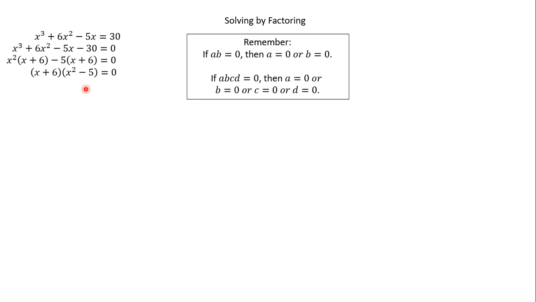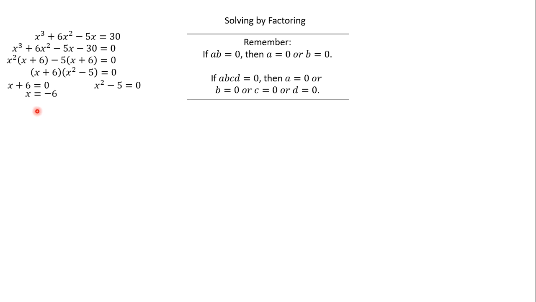well, we have something times something equals 0. x squared minus 5 isn't going to factor anymore because it's not something squared minus something squared. If that was x squared minus 4, we'd have (x plus 2)(x minus 2). But x squared minus 5, we'd have to go (x plus root 5)(x minus root 5). We don't need to do that. We can solve this as it is because right now we have x plus 6 equals 0, or x squared minus 5 equals 0.